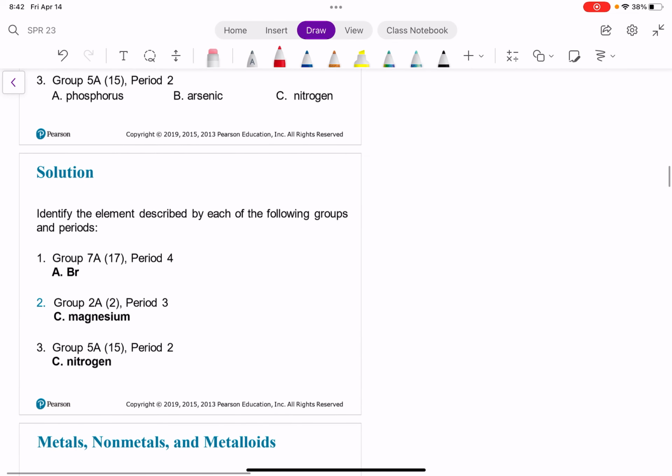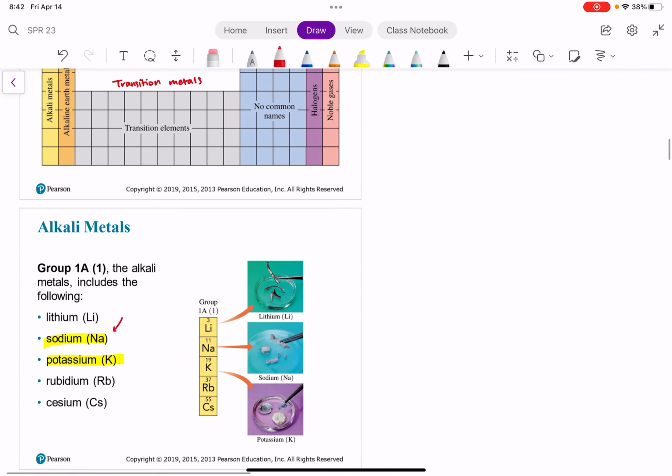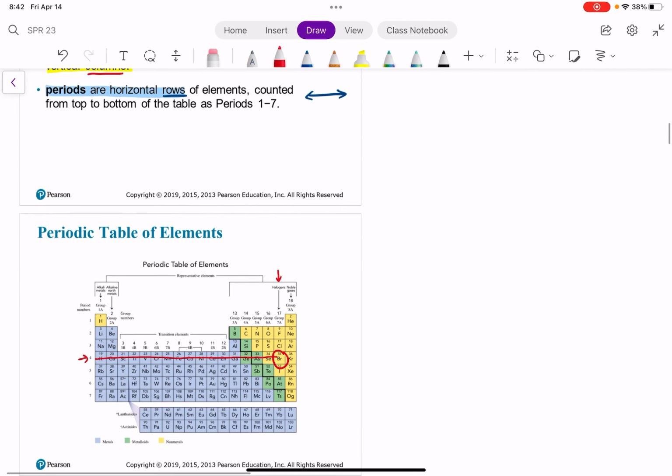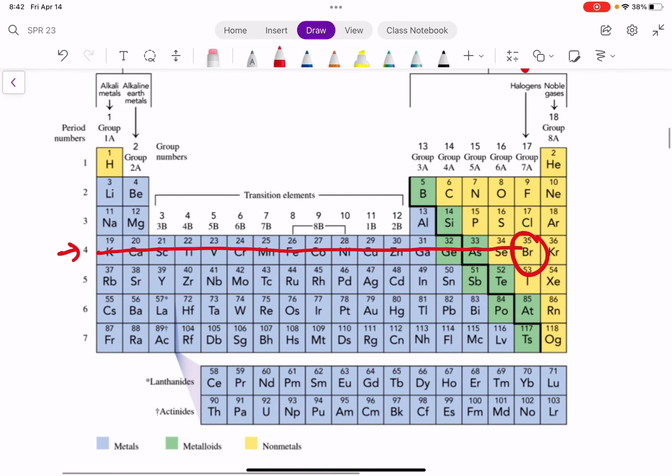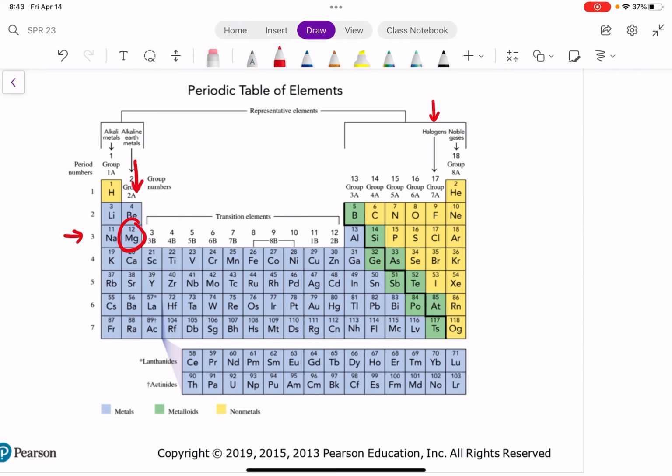And then group 2A, period 3, magnesium. Let's just double check that that's right. Group 2A is here. And period, what did it say? 3? Was it magnesium? Yeah. Group 2A, period 3 is magnesium. Okay, so you can use it kind of as a coordinate system, sort of.